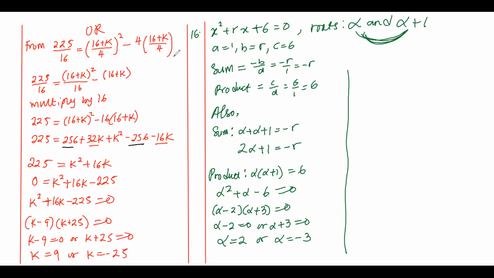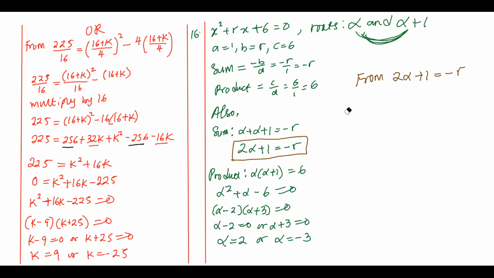Maybe I code it. So from that, because there are two values of alpha now, it means 2 times 2 plus 1 is equal to negative r, or I'm trying to write it side by side. So I'm going to reduce my font size, if I may call it that.